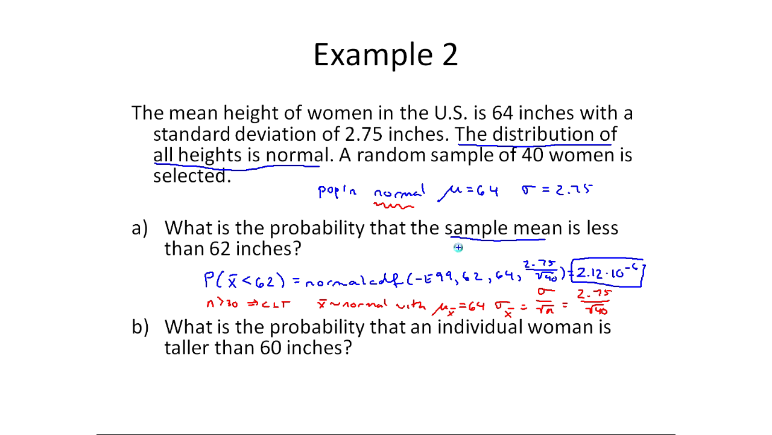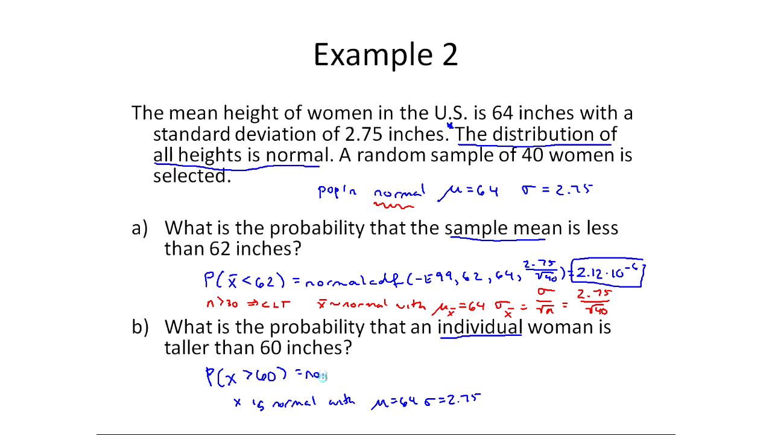Now in part B, it says what's the probability an individual woman is taller than 60 inches. Now, we're talking about an individual now. So this is an X from this population, taller than 60 inches. So when I deal with X, just an individual value, I look back up here and I say, do I know information about the population? I do. Heights are normal. So X is normal. We know this time, and we have up there that the mean is 64 and the standard deviation is 2.75. That means that I can use normal CDF or the normal table to find its probability.